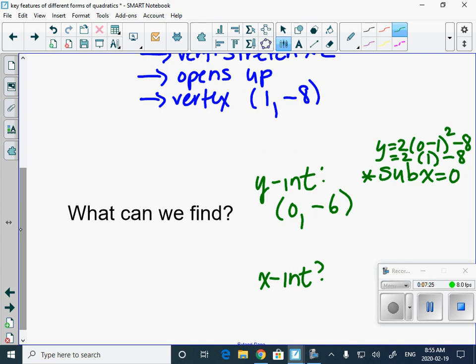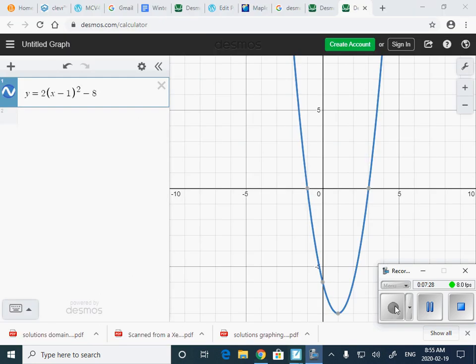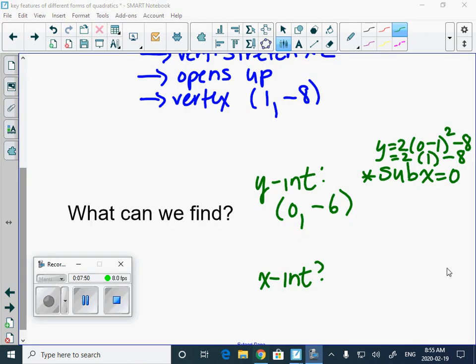The last one, can we find the x-intercepts? Let's look at Desmos for a second. Here is our new quadratic equation, and I can see the y-intercept that I just discovered, the vertex, as it should be from the equation, and my two x-intercepts are 3 and negative 1. So this is the identical parabola. How can I get to those values of 3 and negative 1 from that crazy equation? Well, it is doable, but it's a little bit ugly.